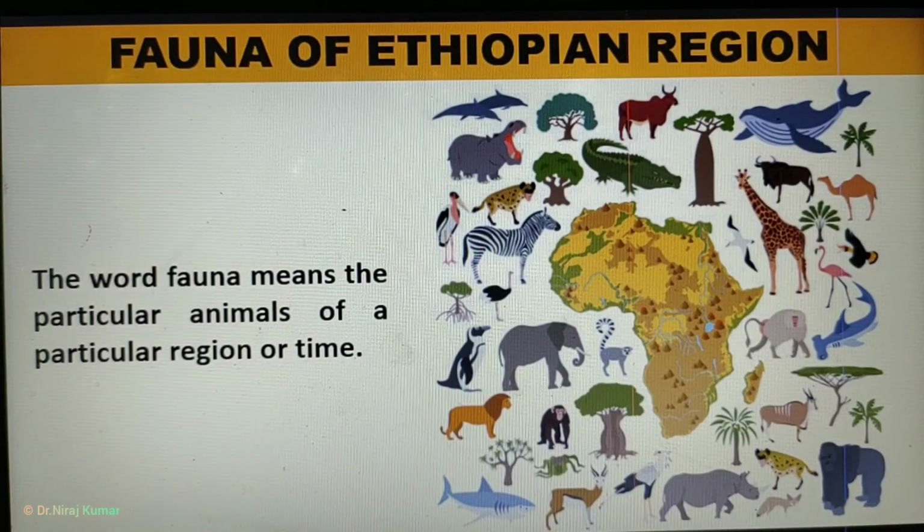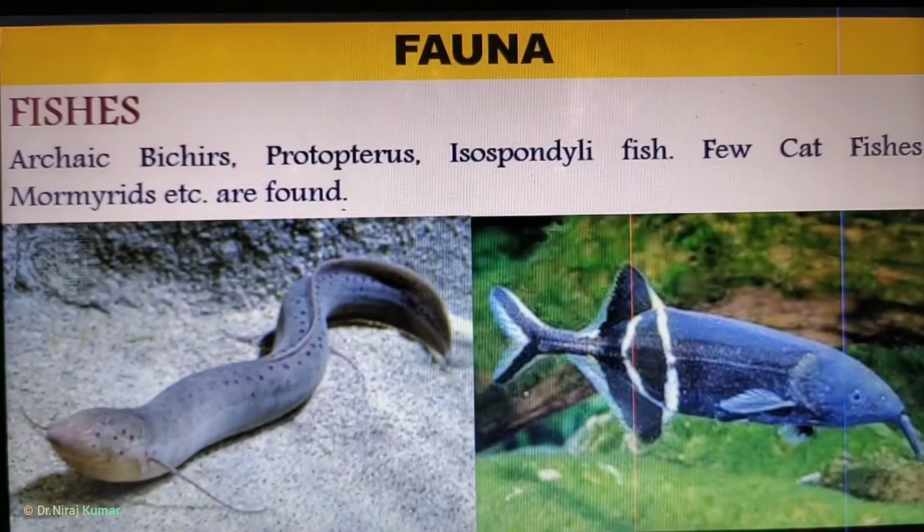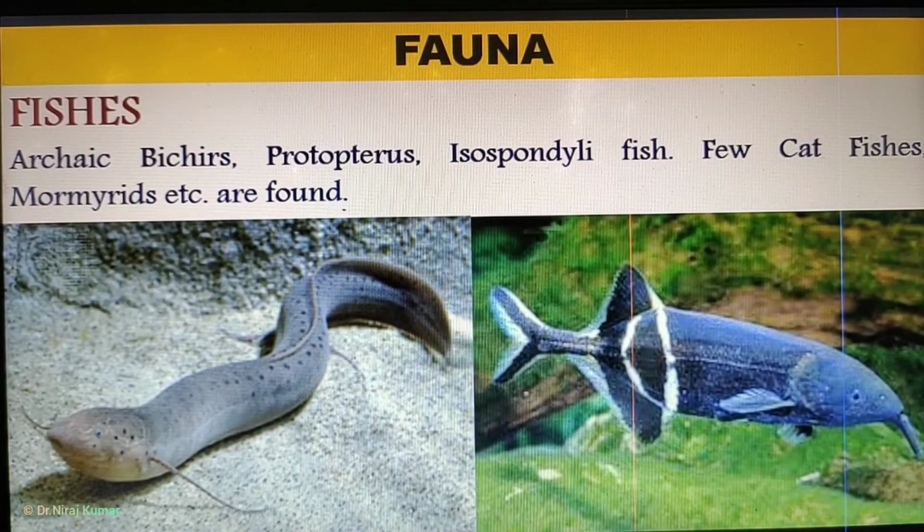Next topic is fauna of Ethiopian region. The word fauna means the particular animals of a particular region or time. Among vertebrate fauna, first is fishes. Among fishes, archbichids, protopterus, isopondyli fish, few catfishes, mormyrids, etc. are found. First figure is of dipnoan fish, which is also called as protopterus. It is air-breathing fish. This is mormyrids. It emits electric current.